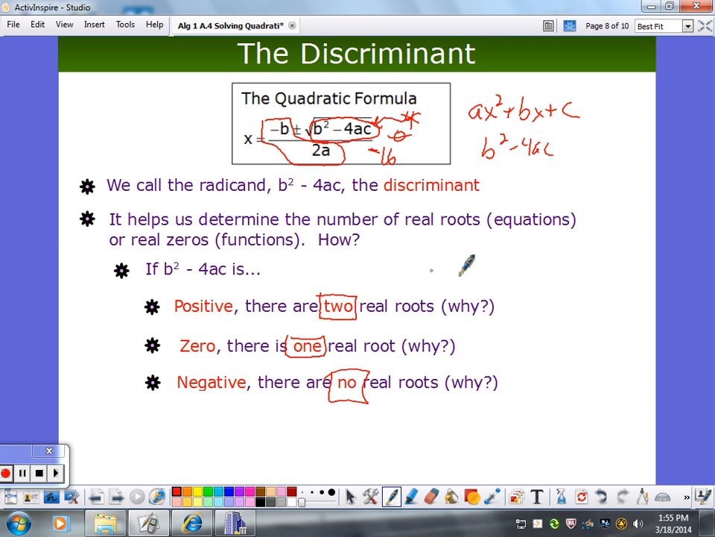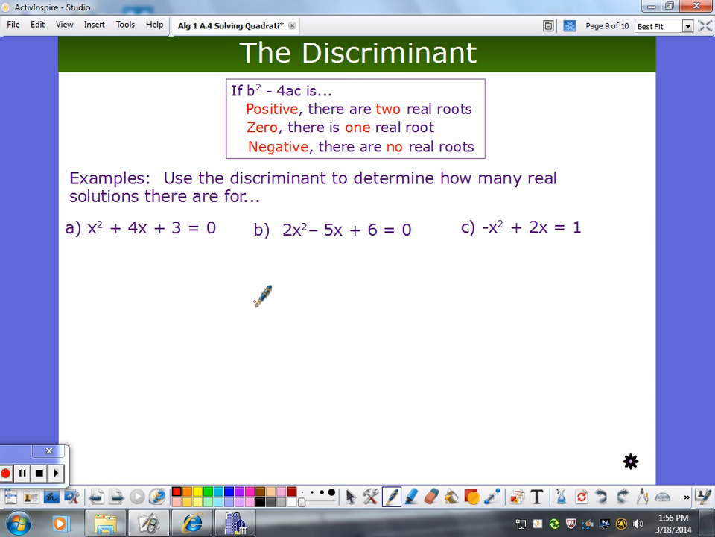So this is a situation where it looks something like that. This one is the situation where maybe it's like that, and this one is maybe like that. That's what the discriminant is going to look like. Question? Okay. So let's look at some examples here.